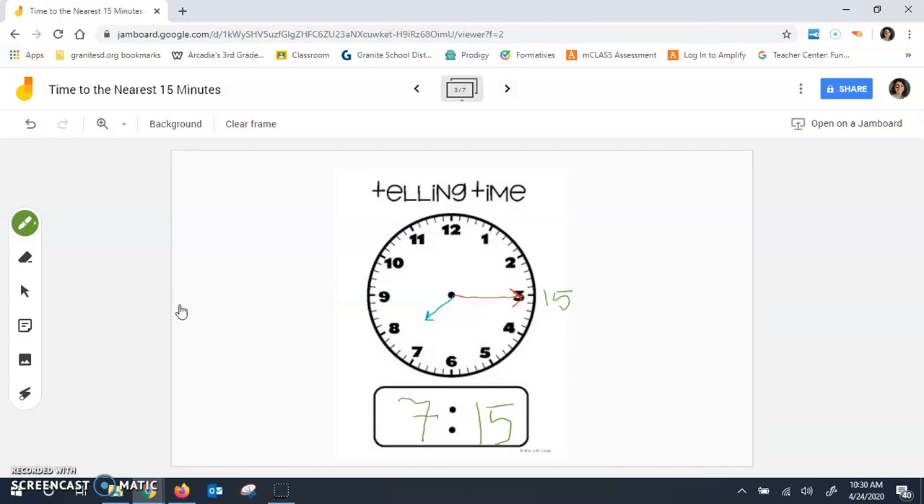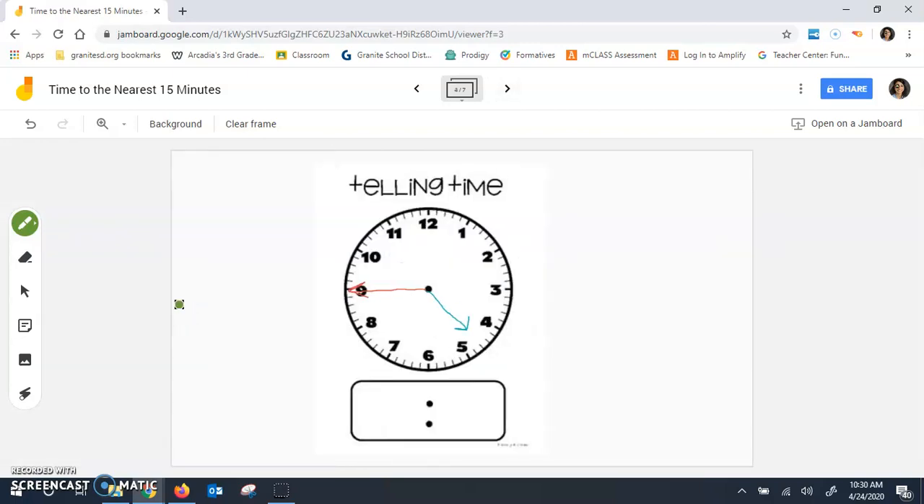So this clock reads 7:15. Let's look at this one. Looking at the hour hand again, I now have an hour hand in between 4 and 5. I'm closer to the 5, but that does not mean it's the 5 o'clock hour. I'm still in the 4 o'clock hour because like I said before, if it's in between two numbers, it's always going to be the smaller one. So in this case, we're in the 4 o'clock hour and my minute hand's here on the 9. I'm not going to put 9 here. I need to then count by 5s starting here. 5, 10, 15, 20, 25, 30, 35, 40, 45. So my time is 4:45.